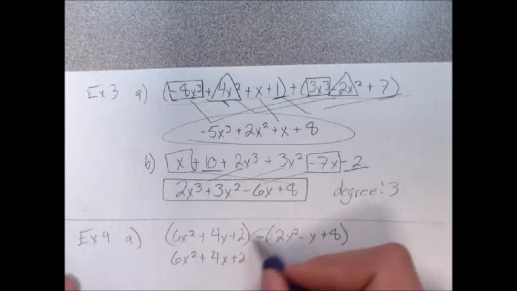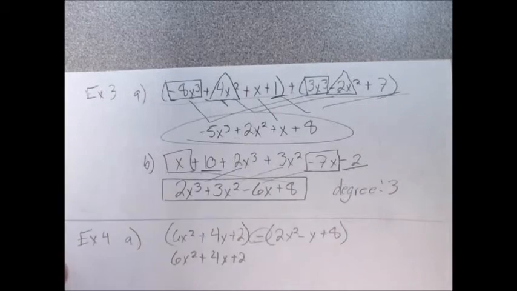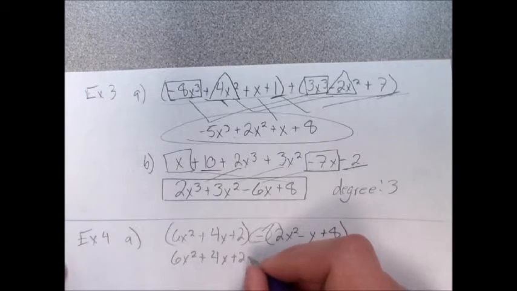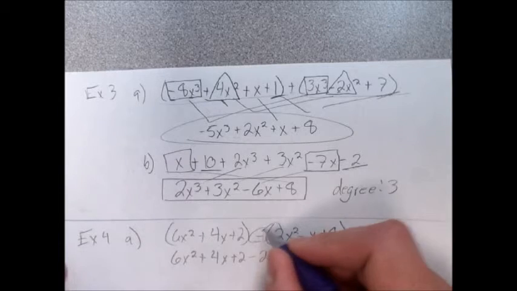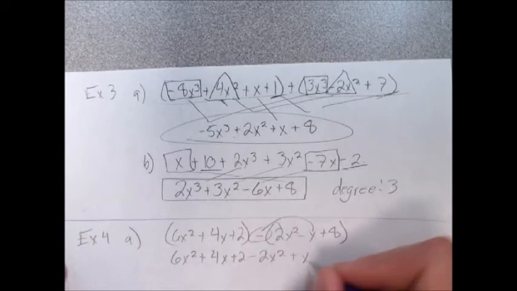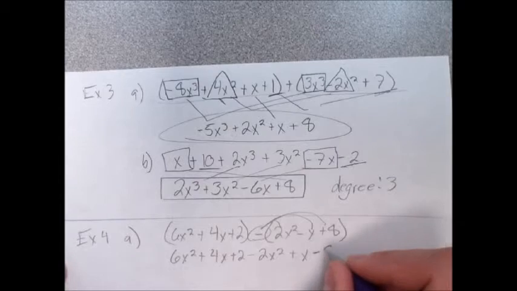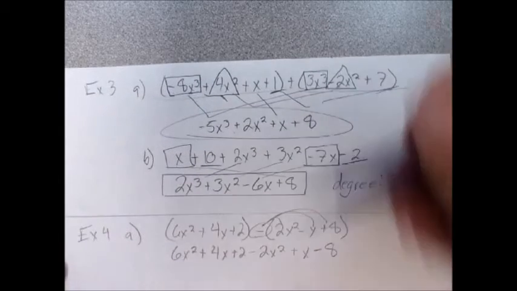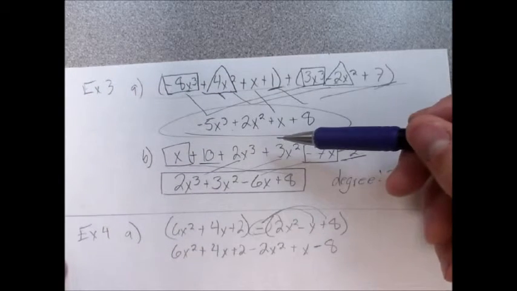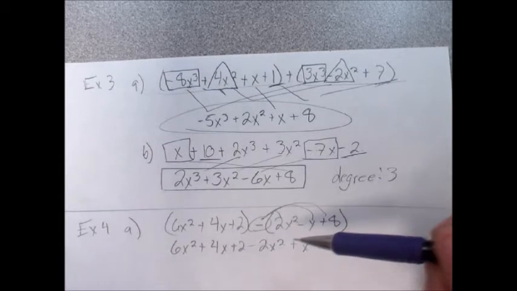I need to distribute this negative. I'm really distributing a negative 1, right? So this guy gets a negative, so it's minus 2x squared. This guy gets a negative, so now it's plus x. And the last guy gets a negative, so minus 8. Now I'm dealing with the same thing I was dealing with up there. Once I remember to put my negative out, I just combine like terms.